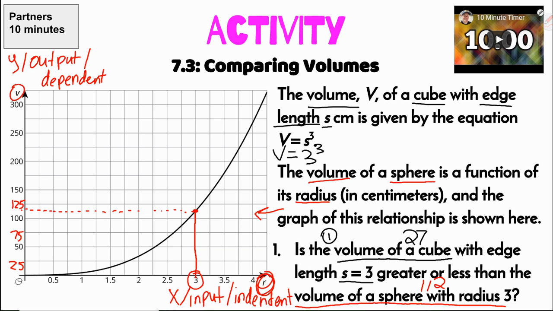So now we can actually answer, is it less than or greater than? Is the volume of a cube, so basically is 27 greater than or less than the volume of a sphere with radius 3, which is 112. So we can answer that as less than. 27 is less than 112. And that is how we answer question number 1.